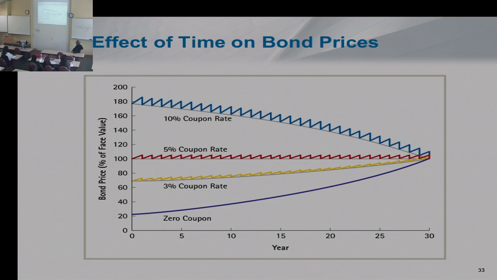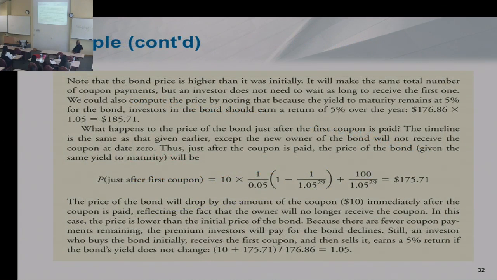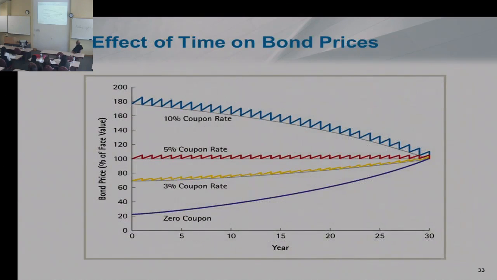The 3% coupon rate earns 5%, drops, earns 5%, drops, and eventually the price gets back to $100, as does the 5% coupon rate. So the price of the bond changes over time. You're just going to earn a 5% return, but the price of the bond is changing.